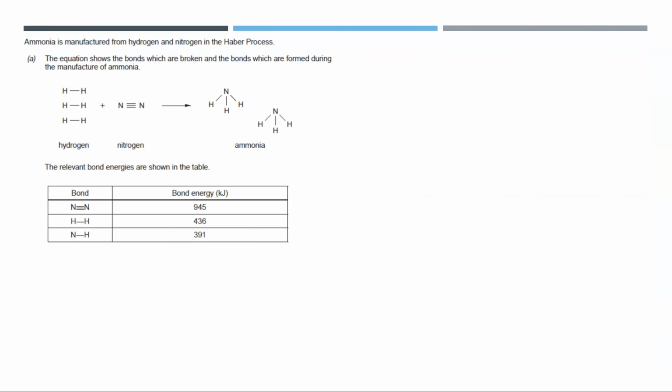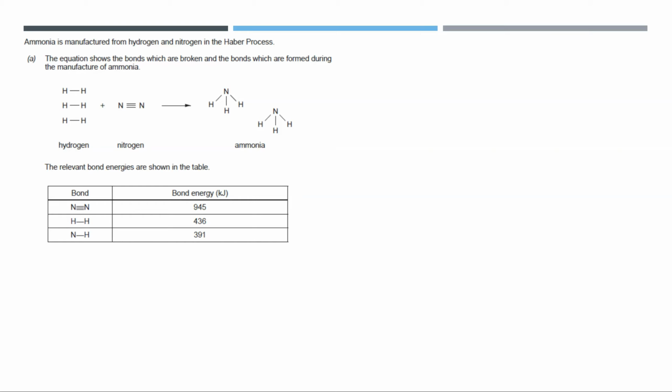If you haven't already done so, make sure you watch my introduction video to exothermic and endothermic reactions so you understand the meanings of exo and endothermic. But in this session we're going to look at a typical WJEC question, and this comes from a foundation paper.